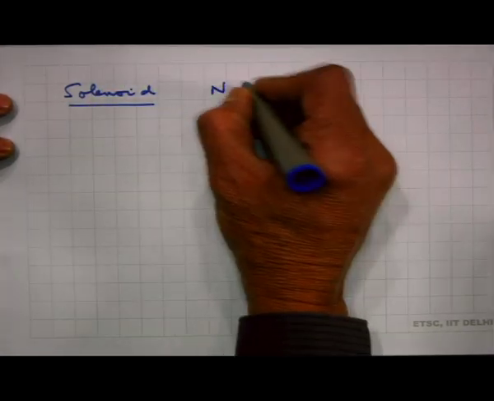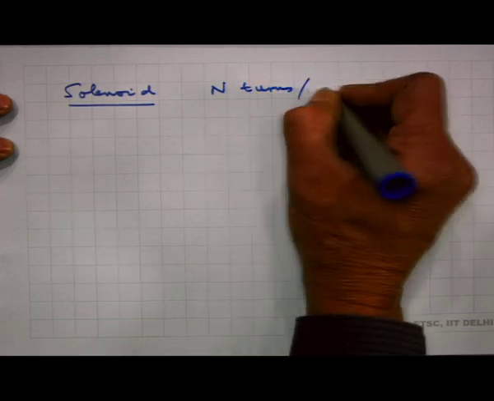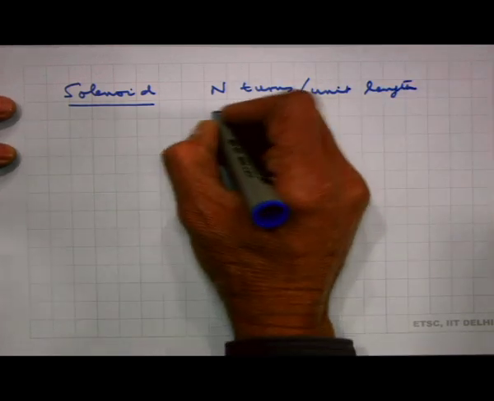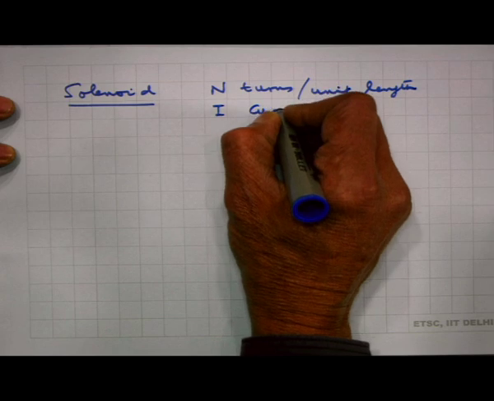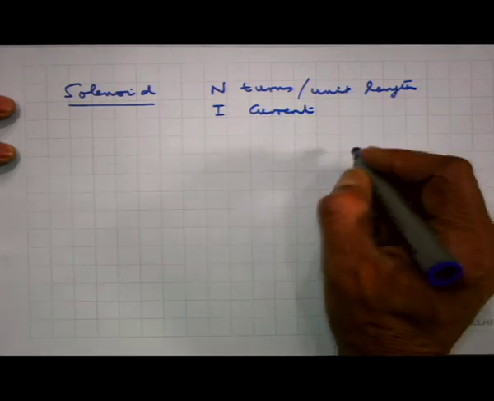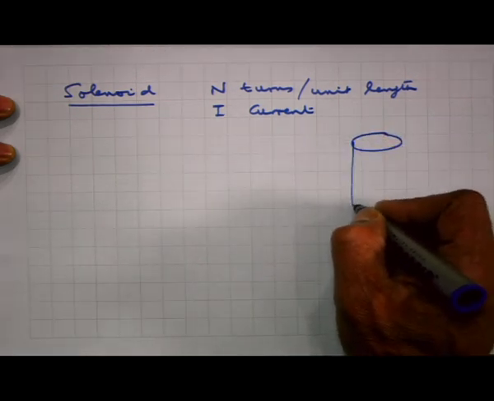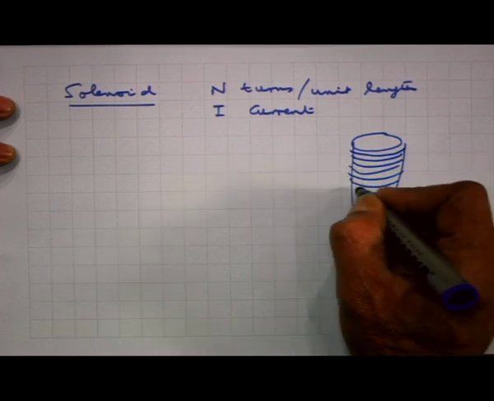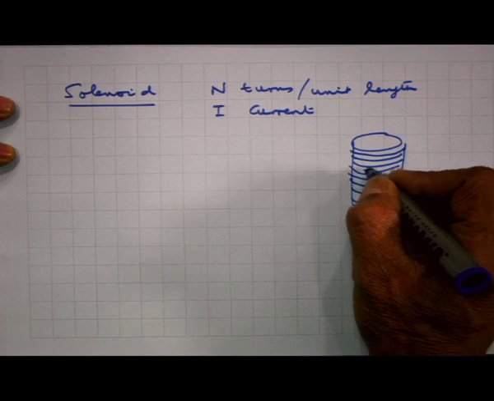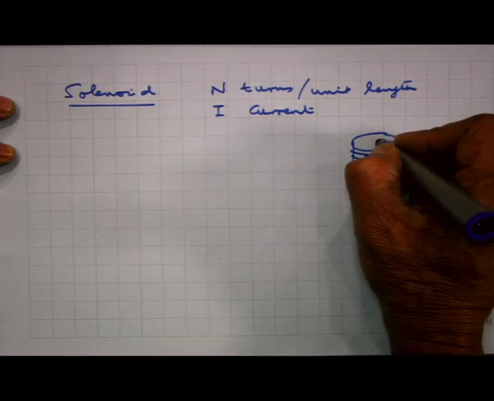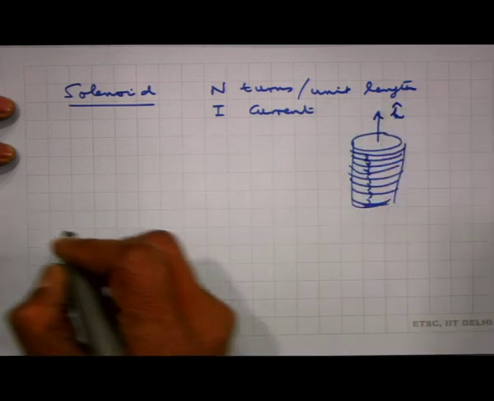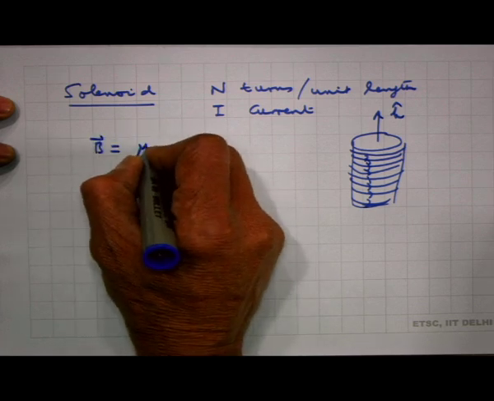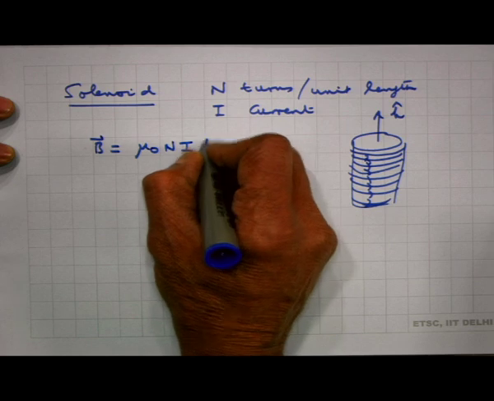Solenoid having n turns per unit length and carrying current I. So, let me draw the solenoid here. We had considered this earlier. So, these are current carrying wires, current is going like this, and this is my z axis, and we had calculated the magnetic field. B is equal to mu naught n I k cap.